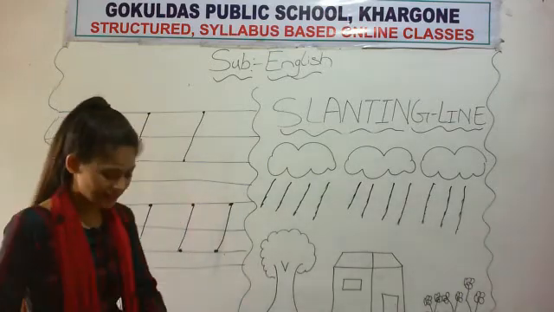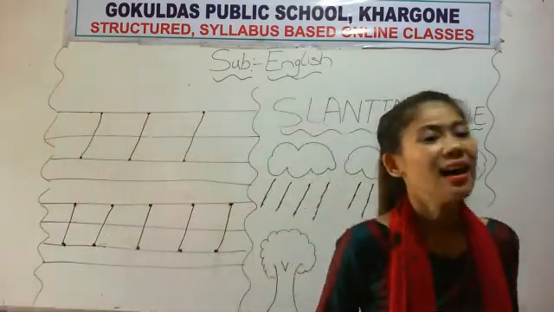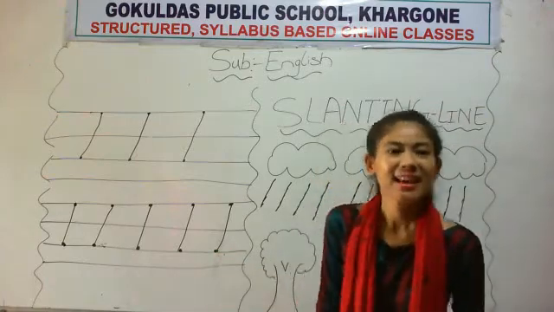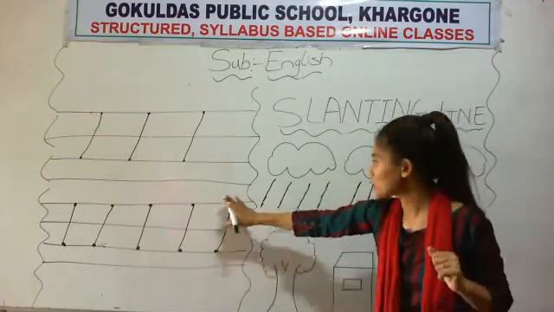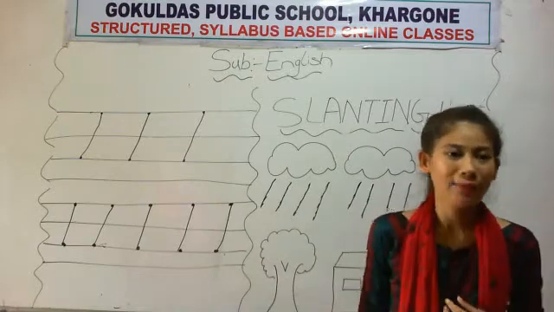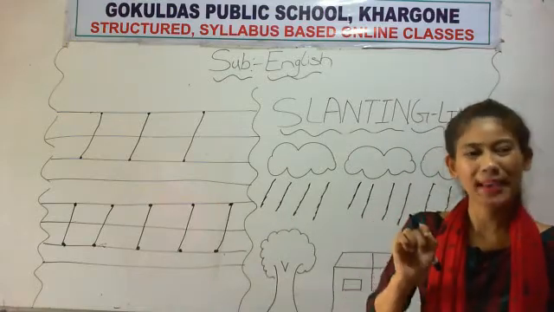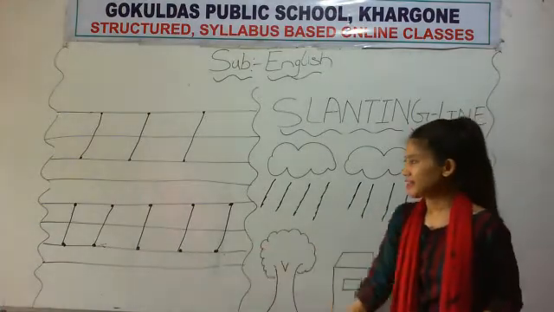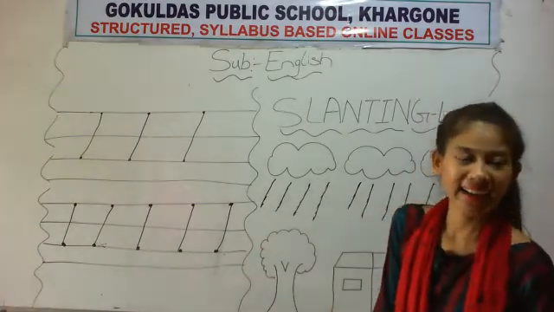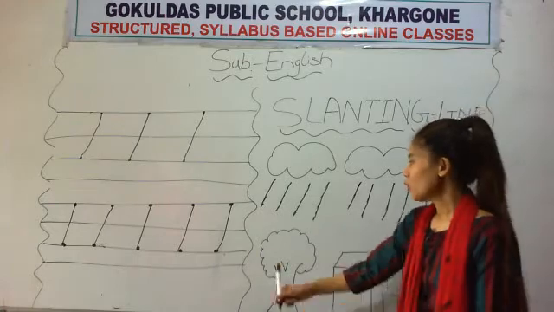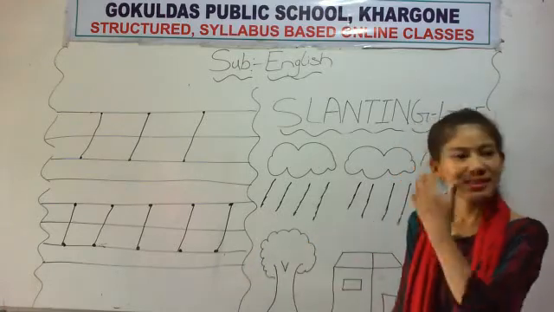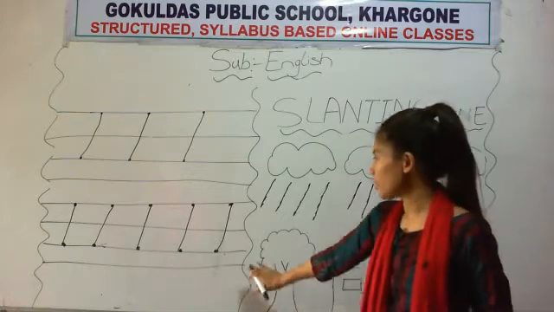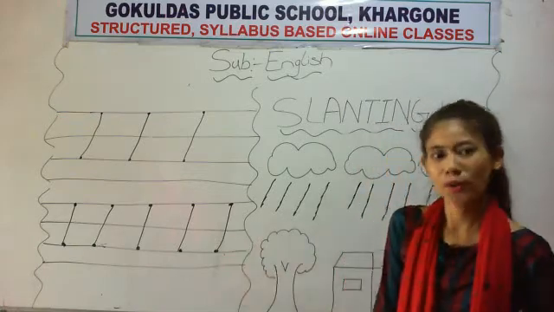Which line is this? This is slanting line. So this one and this one also you have to note down. Practice. Okay. Make a slanting line. Which line is this? This is slanting line. So this one practice in your notebook.